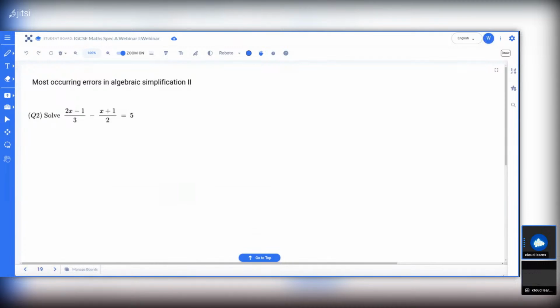Okay, here's another one. Algebraic fractions when subtracting. So the common error is you do your cross multiplication, minus 3 x plus 1. Okay, yeah. And then you do over 6, let's say, equals 5. Okay, and then you take your 6 to the other side. In simplify, you do it like this. Well, okay, so let me actually fix that.